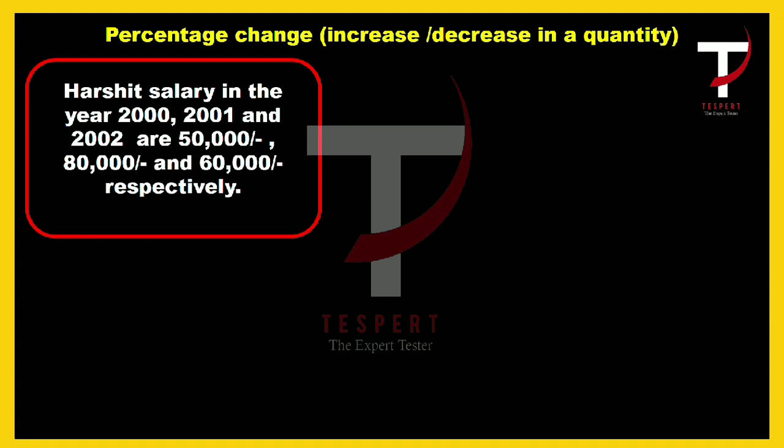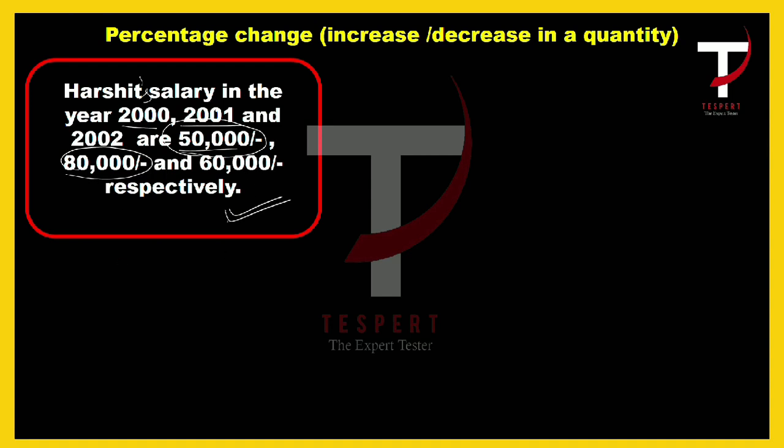Percentage increase and decrease, which is known as percentage change. So what is percentage change? Whenever we have two values, let's consider this example. Harshit's salary in the years 2000, 2001 and 2002 is 50,000, 80,000 and 60,000 respectively. What did you understand from the given statement? Harshit's salary got increased from 2000 to 2001. Why? In 2000 his salary was 50,000, in 2001 it is 80,000. So it got increased, right?